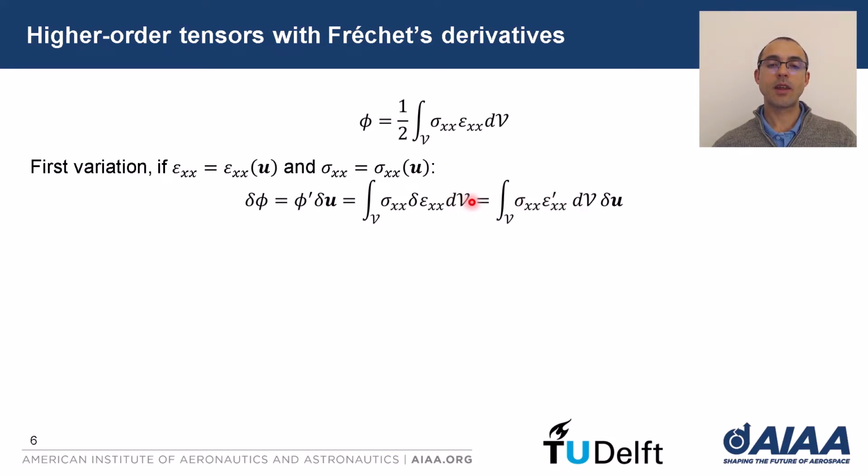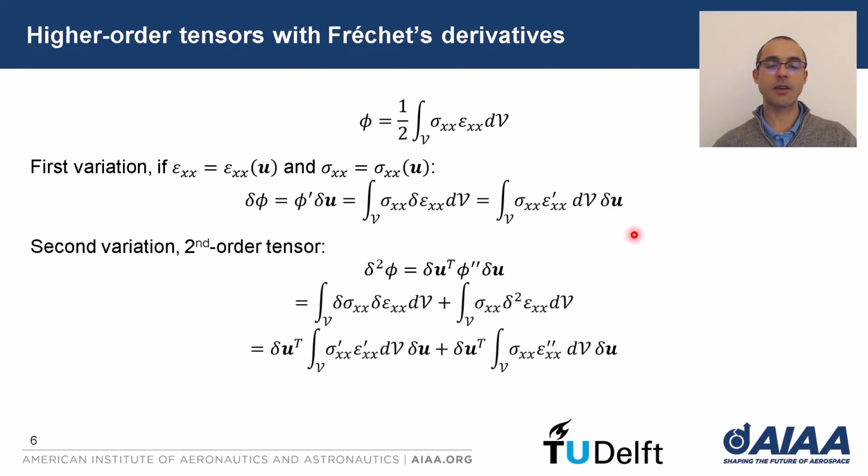And note that we moved from a scalar quantity to now a multiplication of a vector and another vector. Going further with the second variation, which is used, for example, in the case of the neutral equilibrium criterion to calculate linear buckling, we would also be able to represent it as a second order tensor multiplying two vectors from left and right.